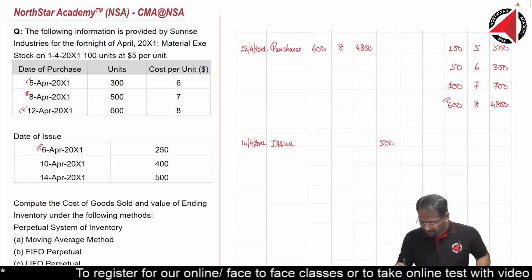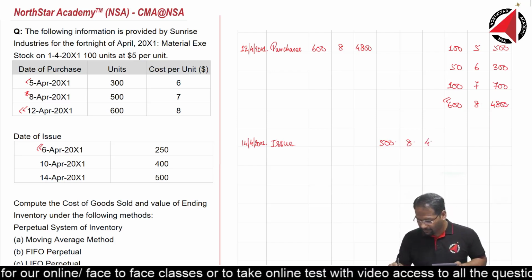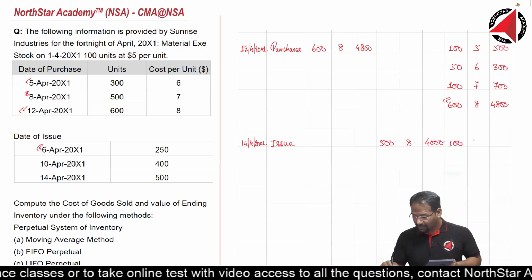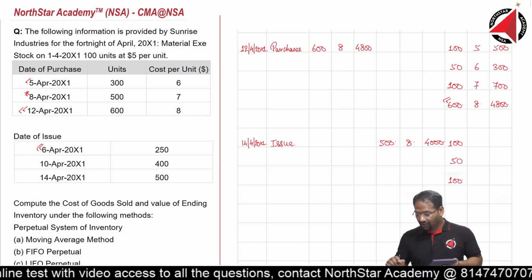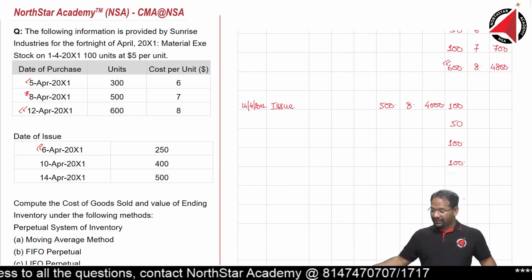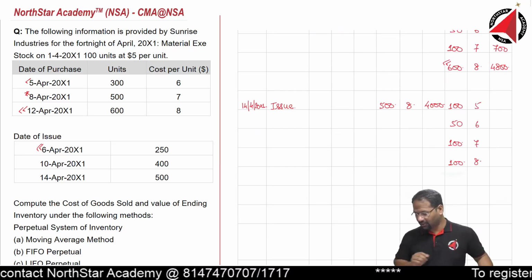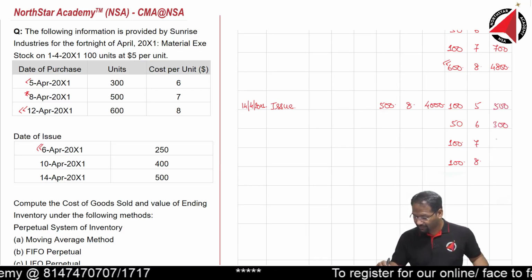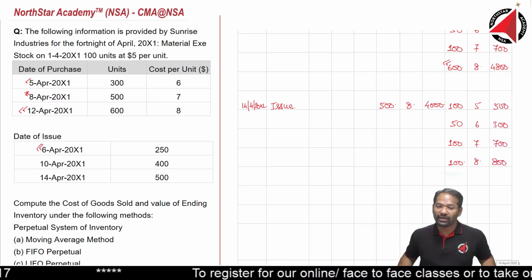We are following the LIFO method, so we are issuing from the last item. So 500 units. At what rate will we issue? $8. So 500 into $8, we have $4,000. Now in the balance, it will be 100 units, 50 units, 100 units, and the last one, out of 600, 500 is gone. So another 100 is left with us, in the rates $5, $6, $7, and $8. So amount would be 500, 300, 700, and 800. This is our closing stock value.